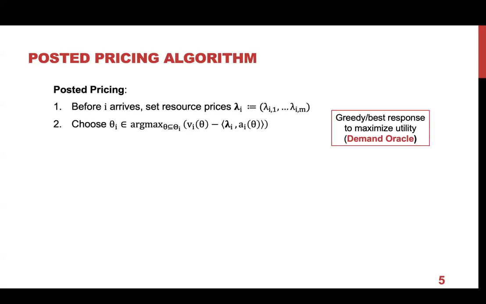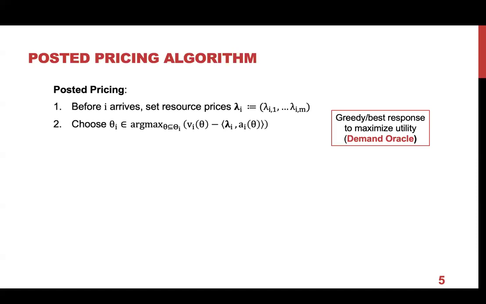So it's an m-dimensional vector where the jth coordinate represents the price of the jth resource. And now the ith request that came up is just going to take the best subset of these resources which maximizes its value, which is basically the argmax over theta in the decision set of theta_i, the value, minus the price. And what is the price? The price is basically a dot product: how much of the resource you consume multiplied by the price of that resource, just summed up. So formally, that's nothing but the dot product of the price vector lambda_i with a_i(theta).